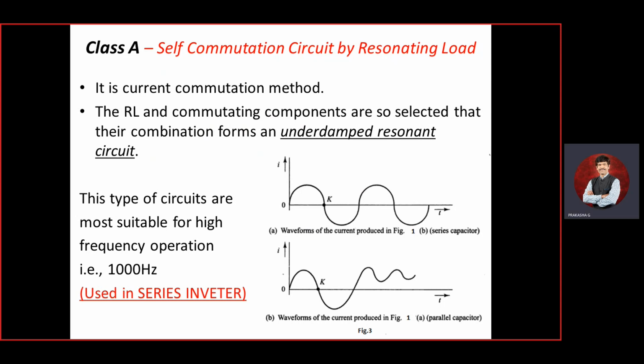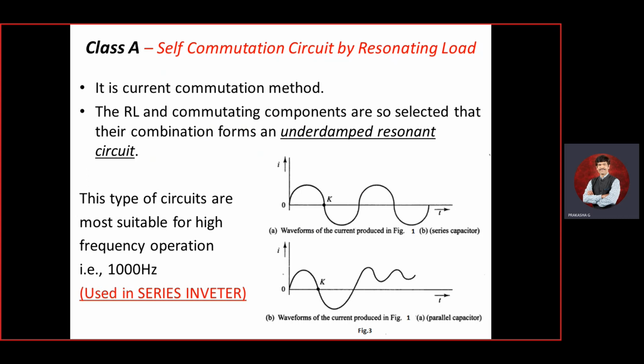So where exactly are we going to use it? As we all know, in DC circuits, whenever there are DC circuits, triggering has to be given and you are supposed to go for commutation. Basically DC to DC and DC to AC. DC to DC is your chopper and DC to AC is your inverter. So class A in general will be used in inverters.